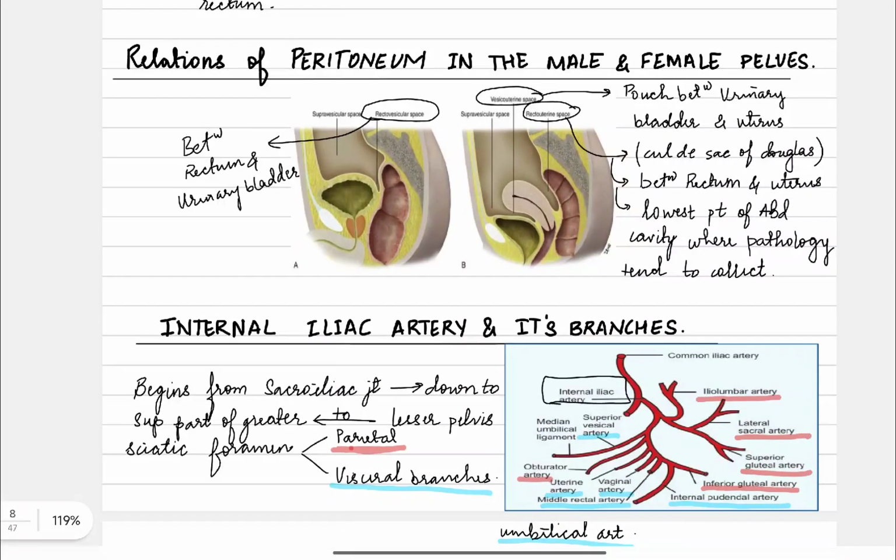Next is the relation of peritoneum in the male and female pelvis. In males, there is the rectovesical space between the rectum and urinary bladder. In females, there are the vesicouterine space and the rectouterine space. Vesicouterine is between the urinary bladder and uterus. Next is the rectouterine space, also called the cul-de-sac of Douglas, which is between the rectum and uterus, the lowest point of the abdominal cavity where pathology tends to occur.